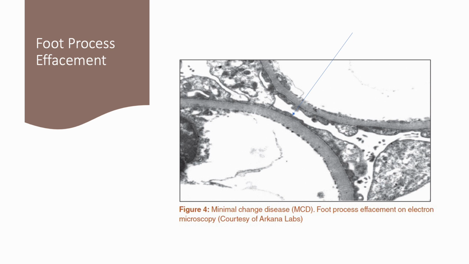This is another example. This picture is from my article I told you about. Same thing. This is the glomerular basement membrane. This is the endothelium, and this is the epithelium. These are the podocytes. You can see the effacement, okay? You don't see distinct processes. Okay, I put the arrow here to show the effacement.